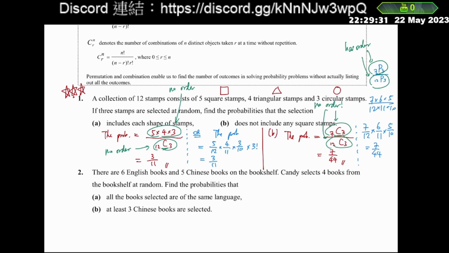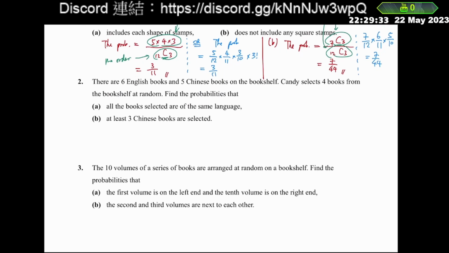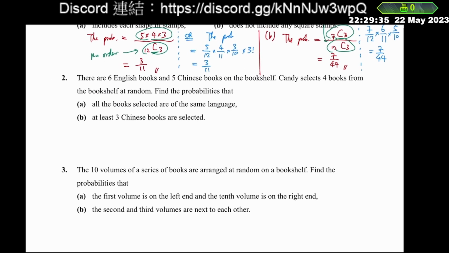So next we go on to question 2. Now there are 6 English books and 5 Chinese books on the bookshelf, so total 11. And Candy selects 4 books from the shelf at random. Find the probability that all books selected are of the same language, so choose 4. Therefore, I think this can be a good exercise for whether you understand the selection from groups. Again, it is a selection from the English group and also the Chinese group.